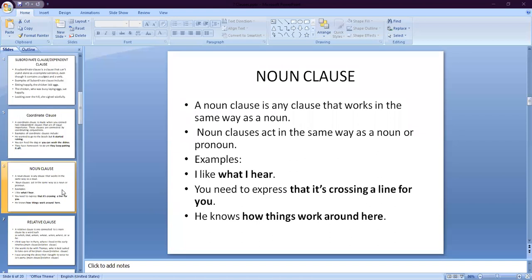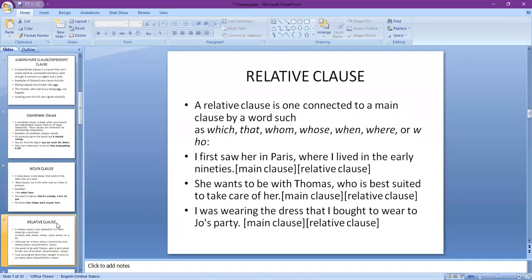Relative clause. A relative clause is one connected to a main clause by words such as which, that, whom, whose, when, where, or other connecting words.